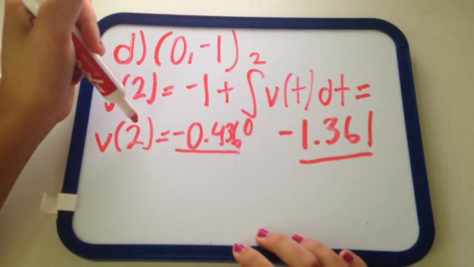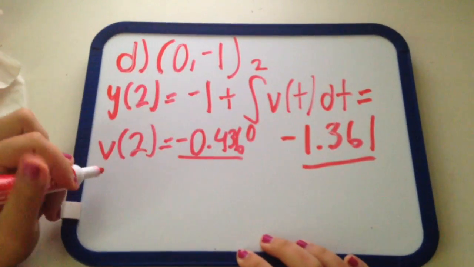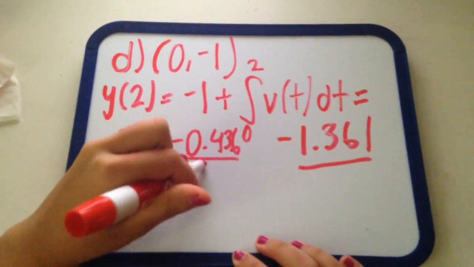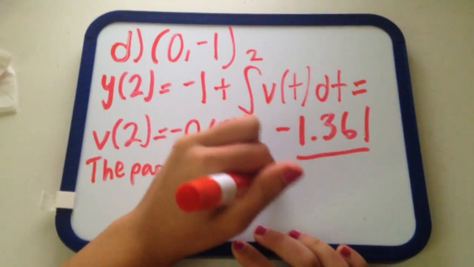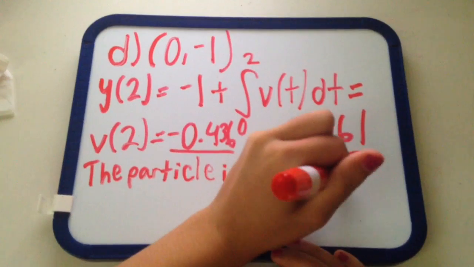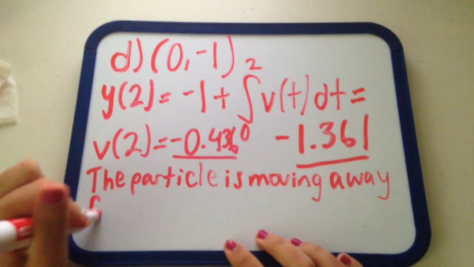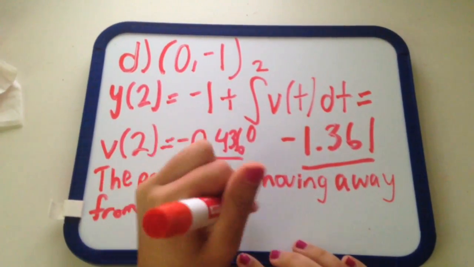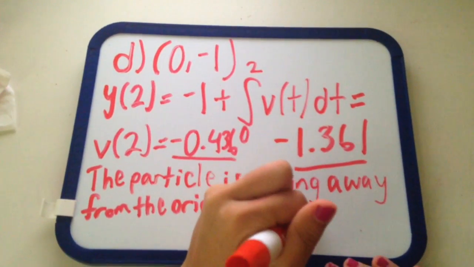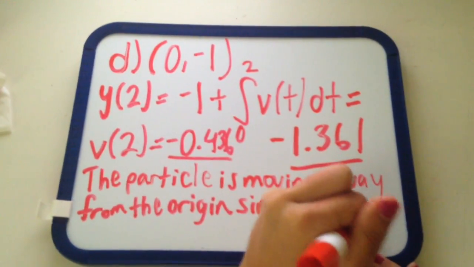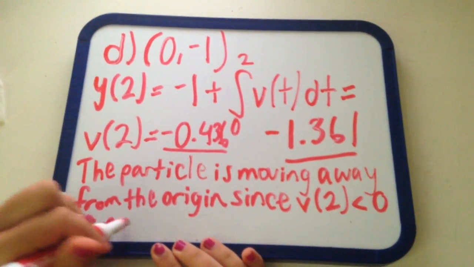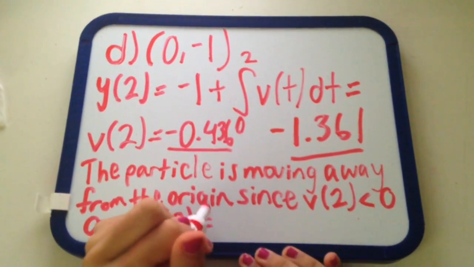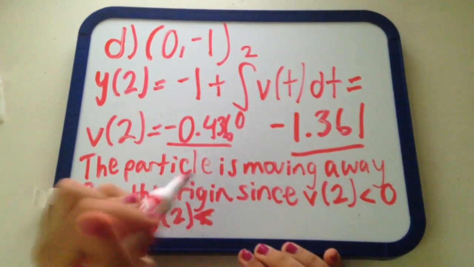And velocity and position are both negative. Therefore, the particle is moving away from the origin since velocity at time equals 2 is less than 0 and position y at time equals 2 is less than 0.